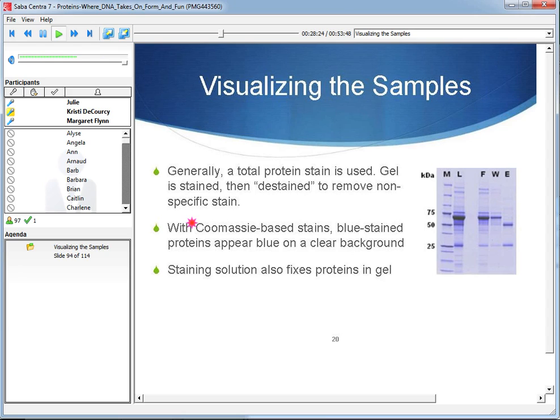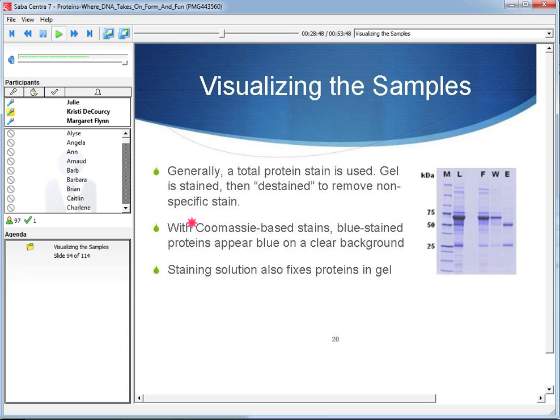The downside on it is that it has to be dissolved in organic solvents, like methanol and acetic acid, so again, can be problematic in the classroom. More recently, more stains are being developed that use Kumasi G, which does not require organic solvents. It can be in an aqueous solution, so they're a bit safer for classroom use.